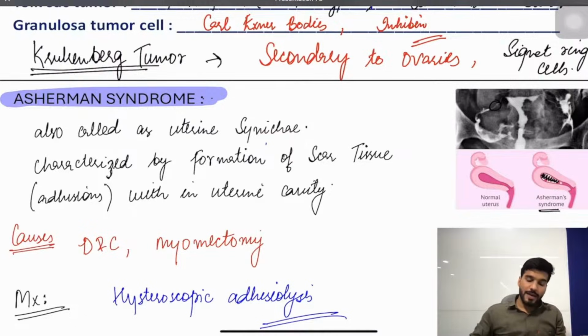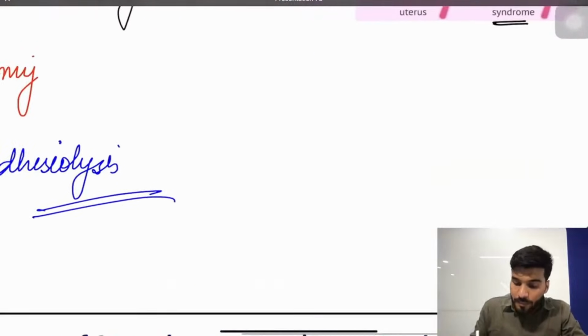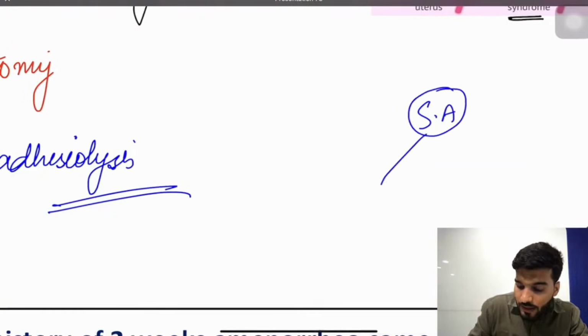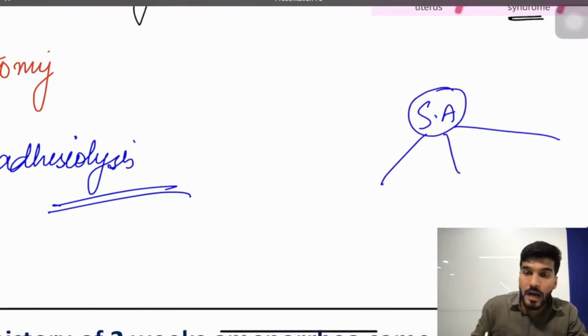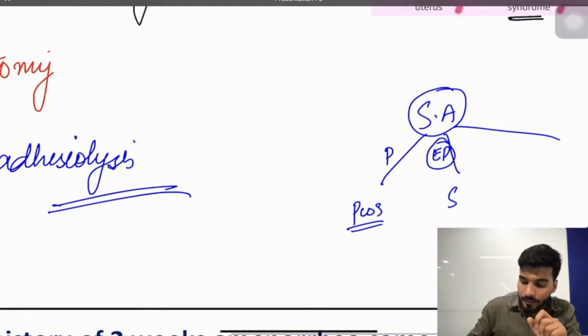Questions can also be asked from secondary amenorrhea. If a patient has secondary amenorrhea, there can be three possible scenarios. If you give progesterone and the patient bleeds, it can be PCOS. After giving estrogen and progesterone, if the patient bleeds, it can be a case of Sheehan syndrome. And after giving estrogen and progesterone, if the patient did not bleed, it is a case of Asherman syndrome.